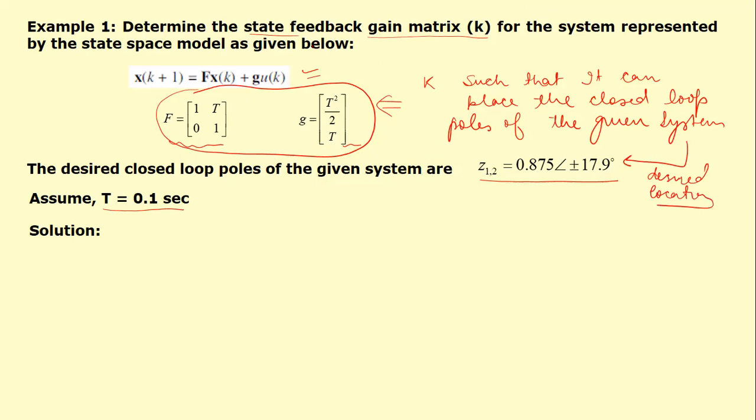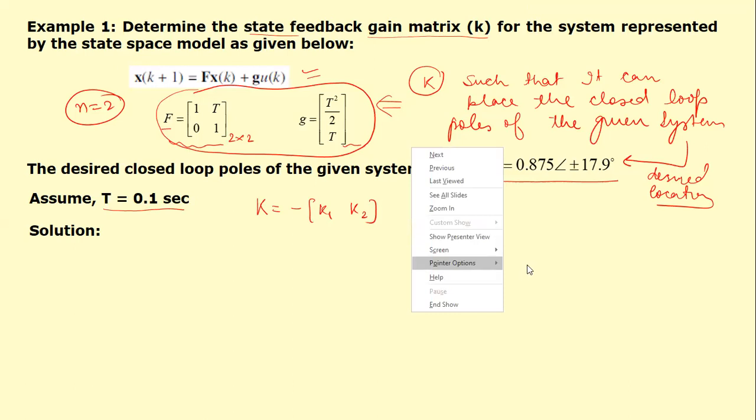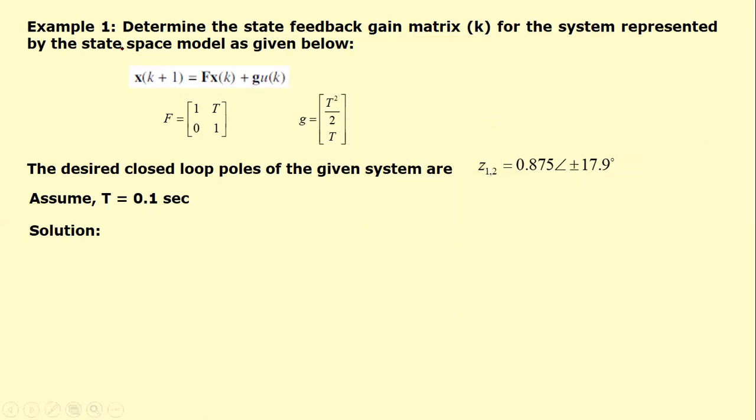So now our purpose is to find out the matrix K, state feedback gain matrix. And the state feedback gain matrix is given by K is equal to [K1 K2] in this case, because here n is equal to 2. That is, the order of the system is 2, because this F is a 2 by 2 matrix. So let us solve this numerical and let us try to understand the concept also.